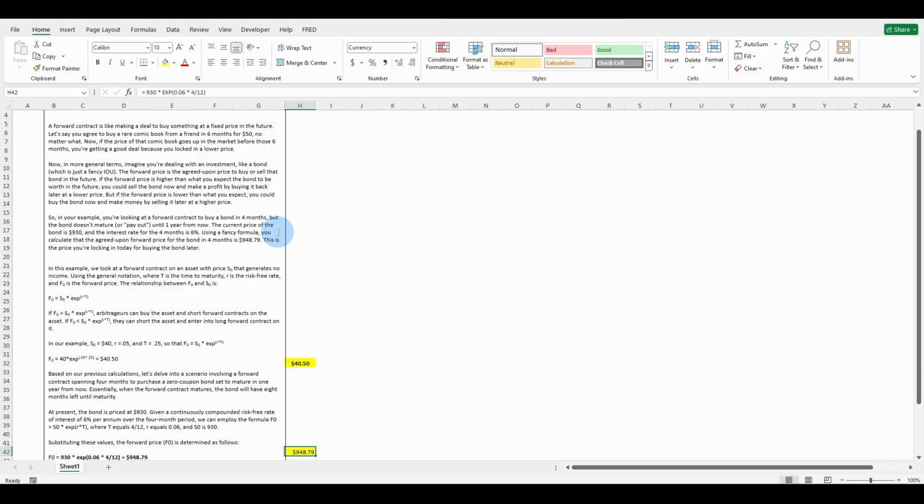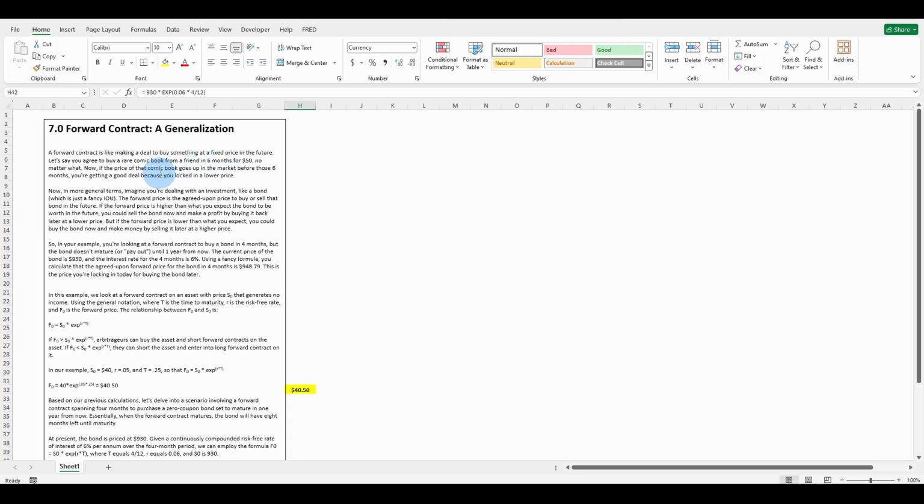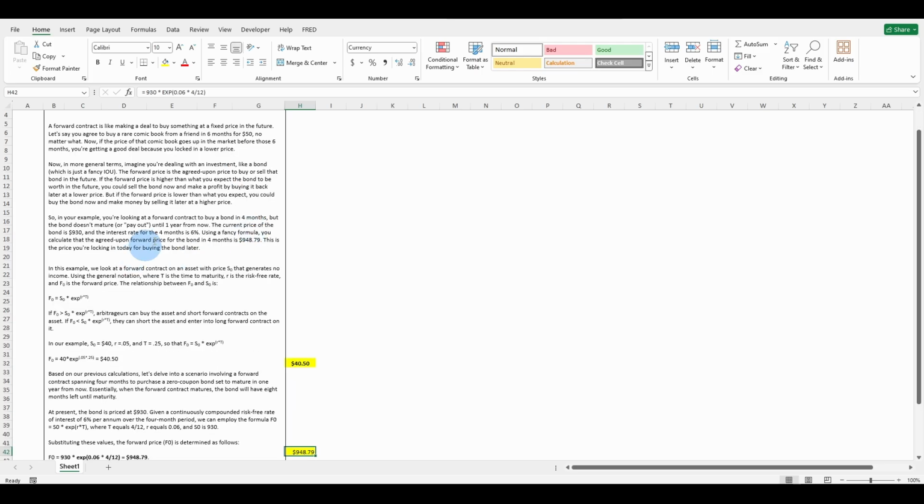Using a fancy formula, you can calculate that the agreed upon forward price for the bond in 4 months is $9.48. It's like that comic book, but you're not going to get it for 6 months. Basically, you're saying, I'm buying this bond and you're going to deliver it to me in 4 months, and I'm going to give you $948.79. This is the price you're locking in today for buying the bond later.